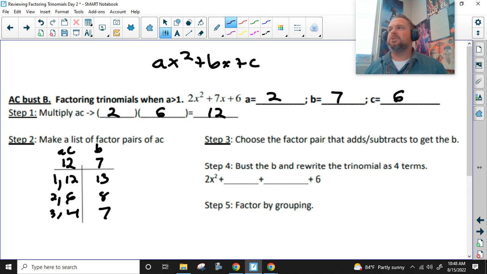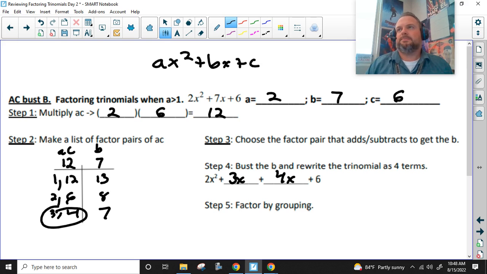All right. Which numbers, when we multiply them, we get 12, but when we combine them, we get 7? 3 and 4. So these are the numbers right here. What we're doing is replacing this 7 with this 3 and 4. So I'm going to put 3x right here, and I'm going to put 4x right here, because I busted the B. I stepped on it, and its guts of a 3 and a 4 came out.